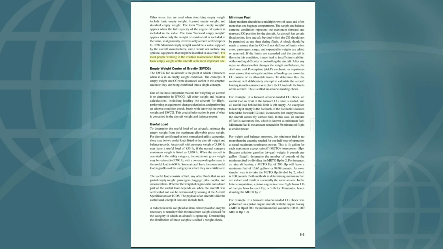For most people working in the aviation maintenance field, the basic empty weight of the aircraft is the most important one. Empty weight center of gravity, EWCG. The EWCG for an aircraft is the point at which it balances when it is in an empty weight condition. The concepts of empty weight and CG were discussed earlier in this chapter, and now they are being combined into a single concept. One of the most important reasons for weighing an aircraft is to determine its EWCG.